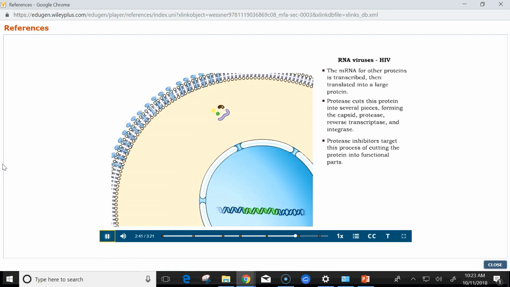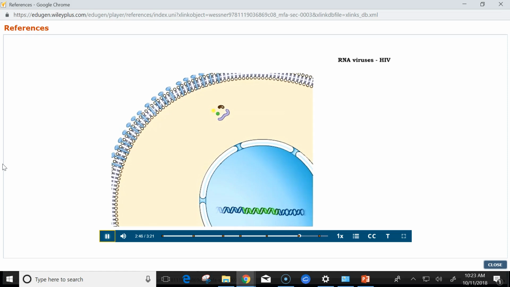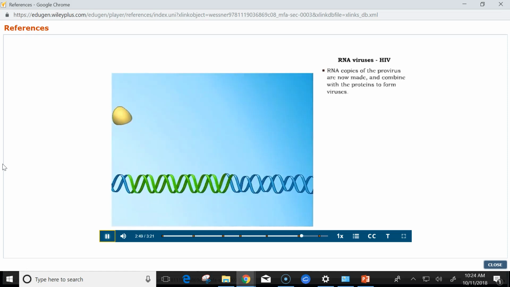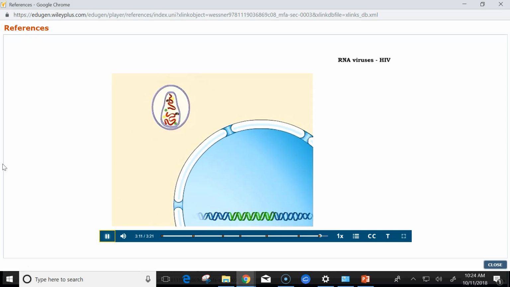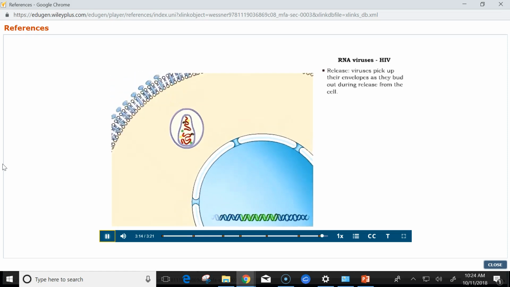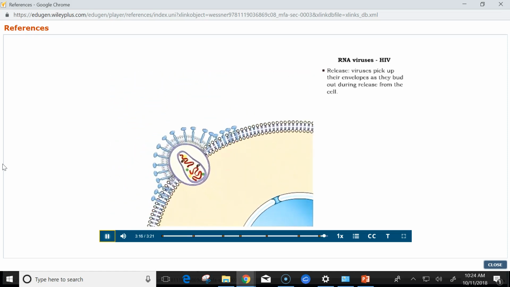Protease inhibitors target this process of cutting the protein into functional parts. RNA copies of the provirus are now made and combine with the proteins to form viruses. And then self-assembly of the nucleocapsid. Virions pick up their envelopes during release from the cell.